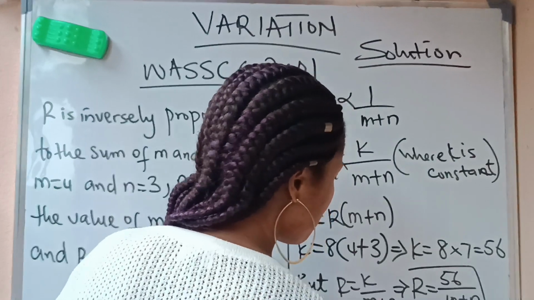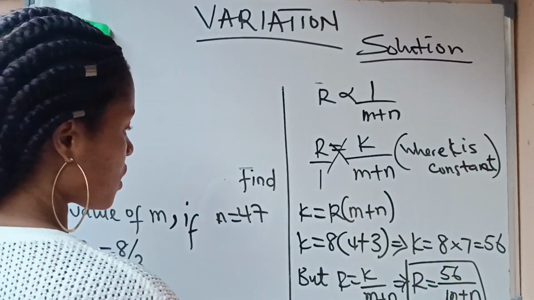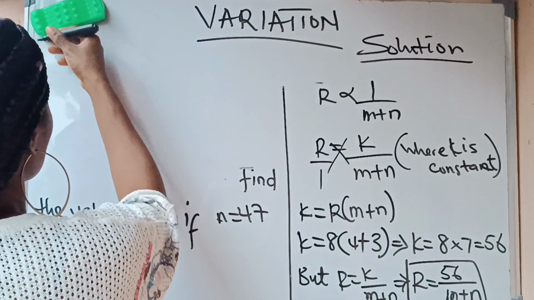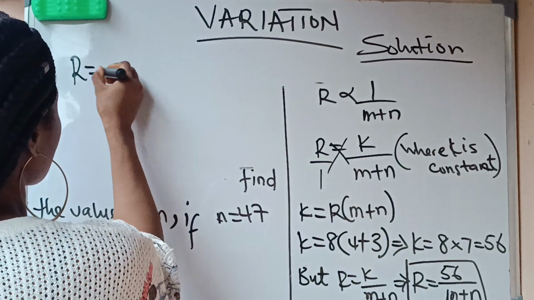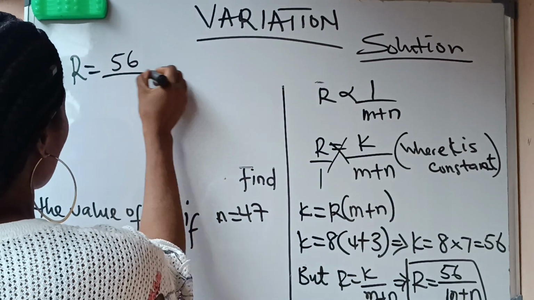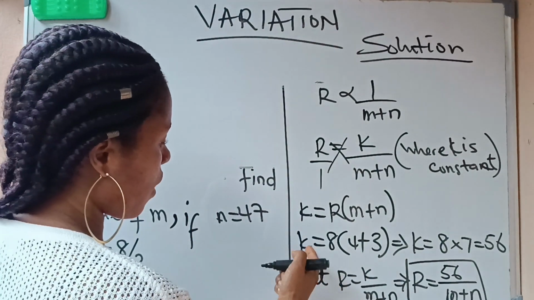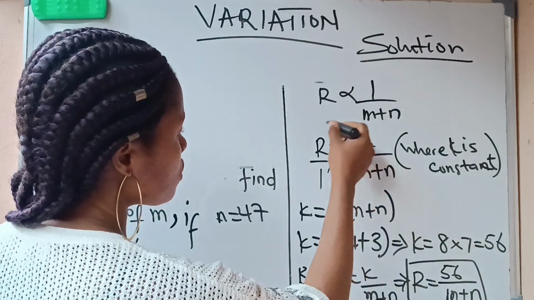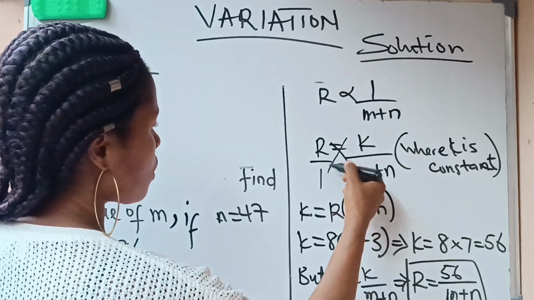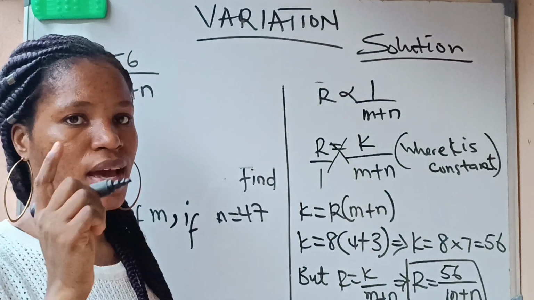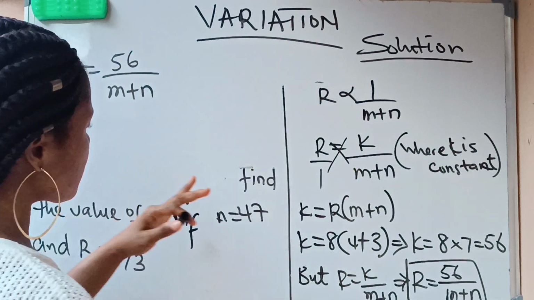Now this is the thing we are looking for. So this is what we have here, in case you can't see it clearly. This is what we derive, that our R is equal to 56 all over M plus N, because we substituted the value of our K, which is 56, into this particular equation. So we got that R is equal to 56 all over M plus N. Okay, having gotten that, let's now solve the equation.